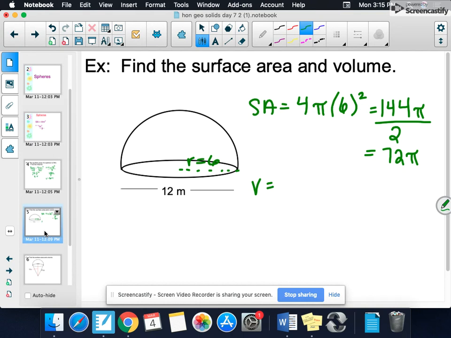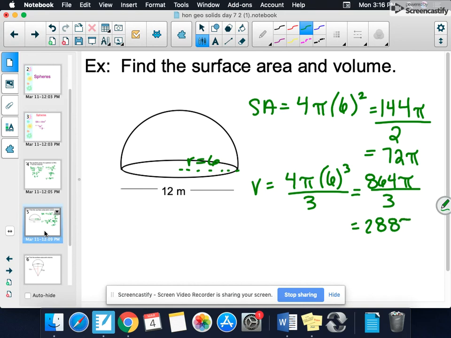Volume, same concept. So I've got 4 pi times my radius, which is 6 cubed, divided by 3. So that's going to turn out to be 6 cubed times 4 is 864 pi over 3. So that will equal 288 pi. But again, since it's a hemisphere, I'm going to cut that in half. So I get 144 pi for the volume. And remember, surface area should be squared and volume should be cubed for my labels.